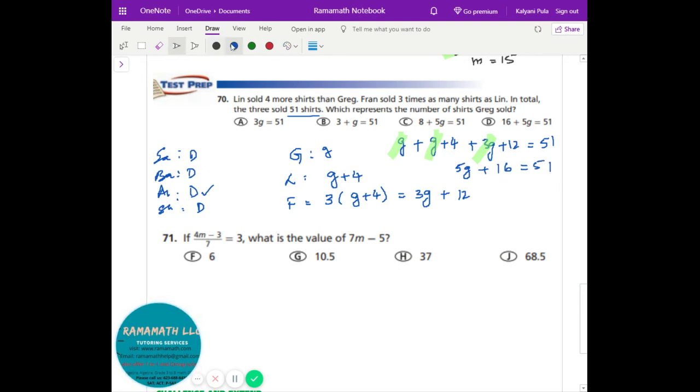Awesome. I'm so happy. Good job, guys. All of you get stars.